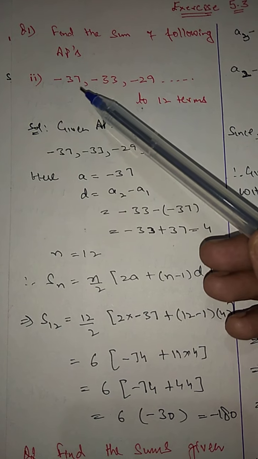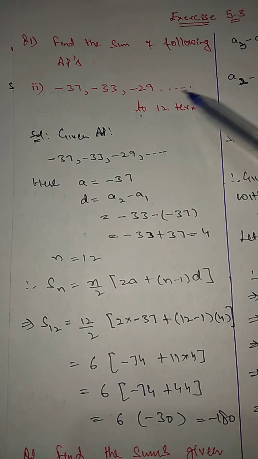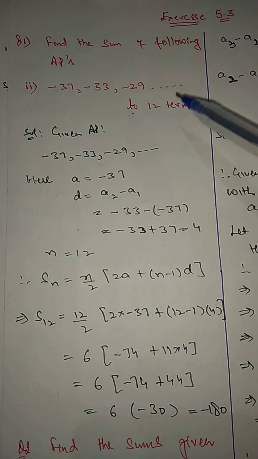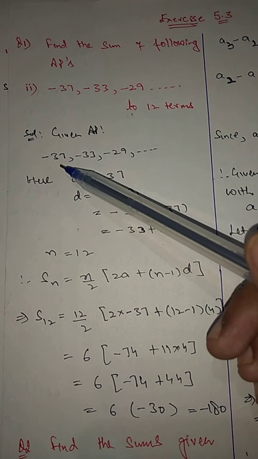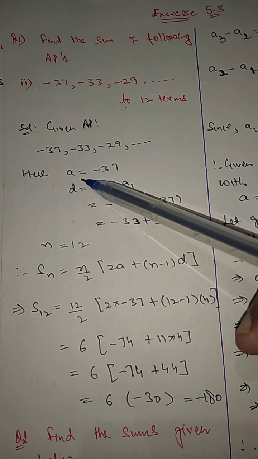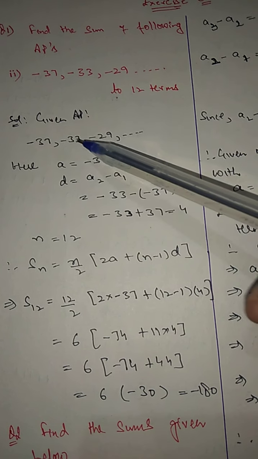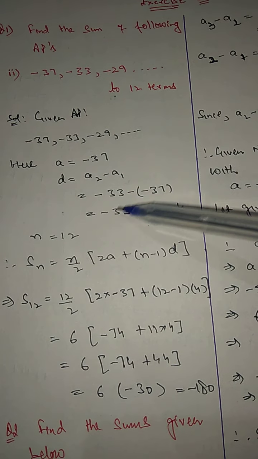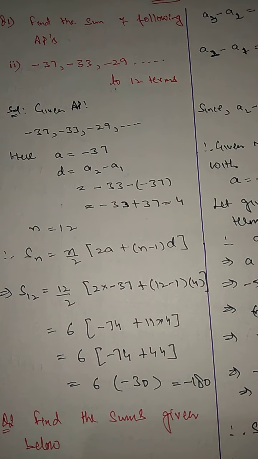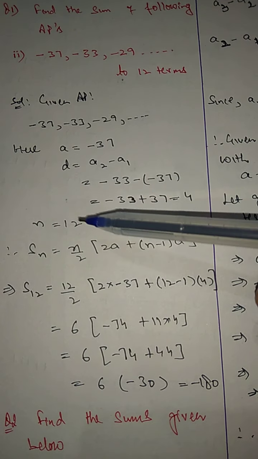In the second part, the AP we are given is minus 37, minus 33, minus 29, and so on, and we have to find the sum up to 12 terms. So the first term here is a = minus 37, and d = a2 minus a1, that is minus 33 minus (minus 37), minus plus, so the common difference we find is 4. The number of terms to which we have to find the sum is 12, that is n is 12.